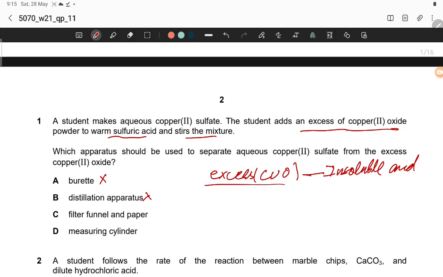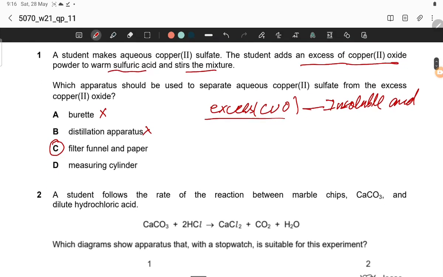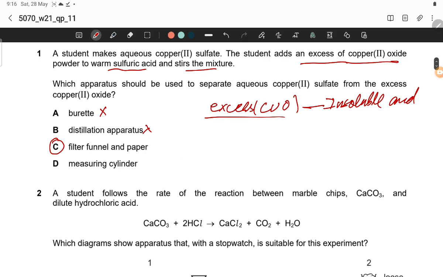Filter funnel and filter paper. Yes, this is correct. A filter funnel is used to separate aqueous copper(II) sulfate from the excess copper(II) oxide. Filter funnel and filter paper. A measuring cylinder will not be used.